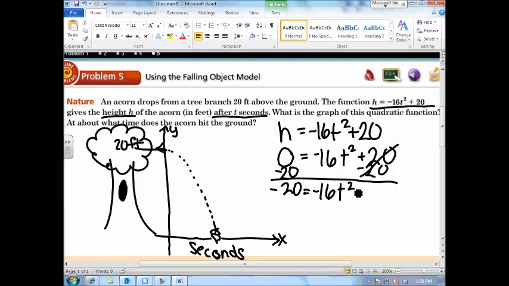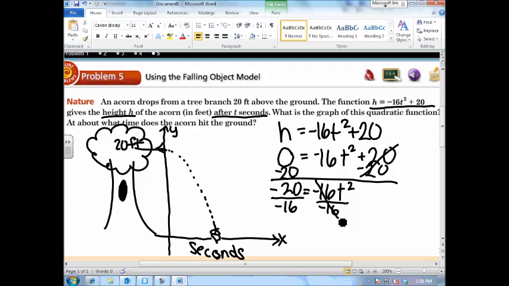No. Adding? No, the inverse of timesing, or the inverse of multiplication. Is it add, subtract, or divide? Oh, divide. So now we have to divide both sides by negative 16. Negative 16 divided by itself is 1. It cancels to 1.